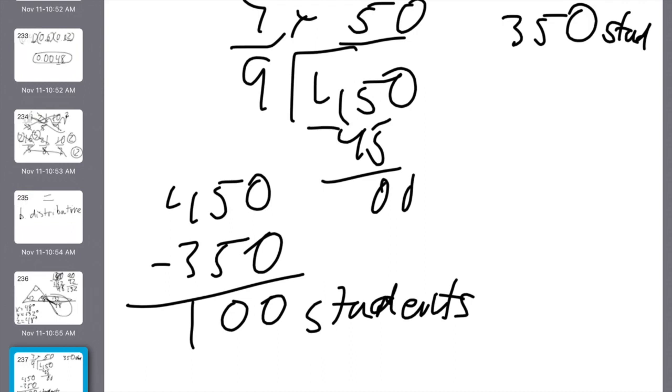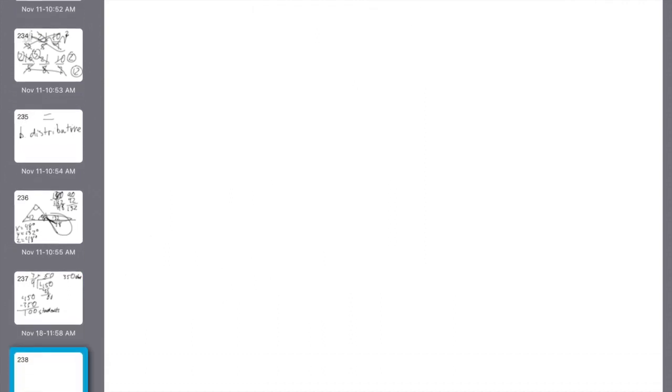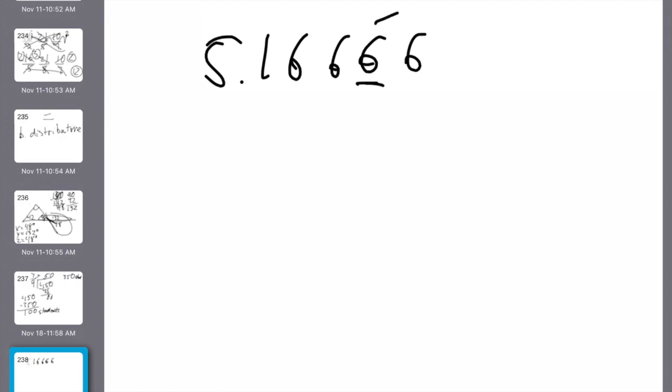Number 5 says round each number to 4 decimal places. So I have 5.16666. That's 1, 2, 3, 4. I look to that one, guys. 6 goes up, so it's 1.1667.